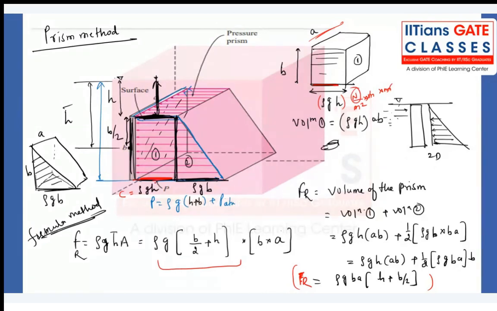Now, why am I telling you this method? Because whatever the problem they have asked in GATE 2023 mechanical for 2 marks, you can very easily attempt that question by the prism method.